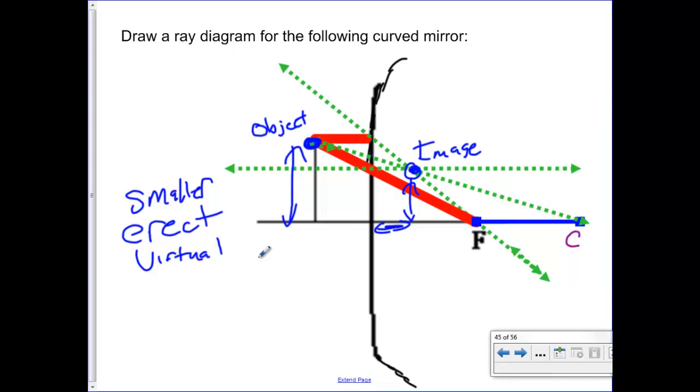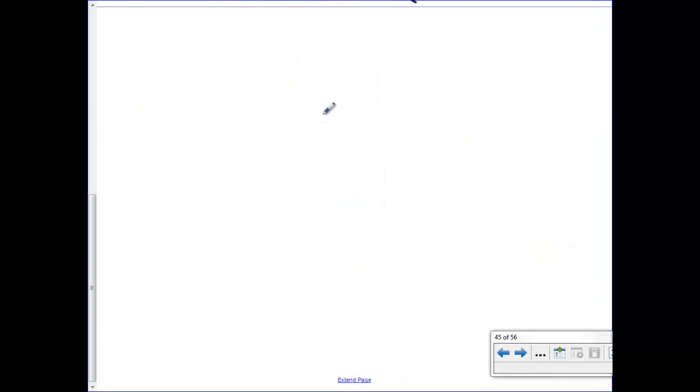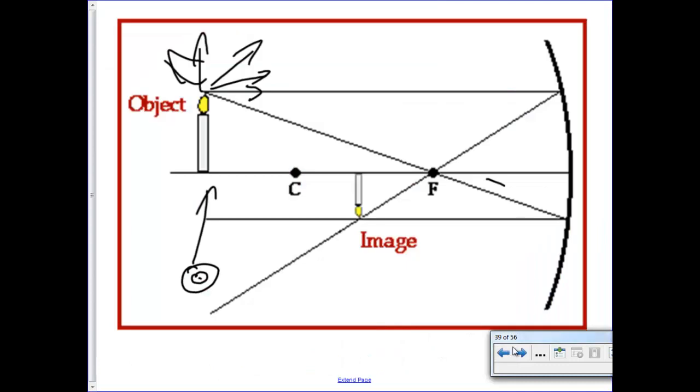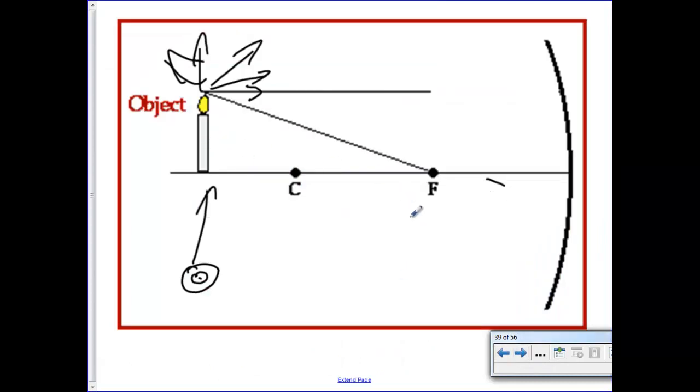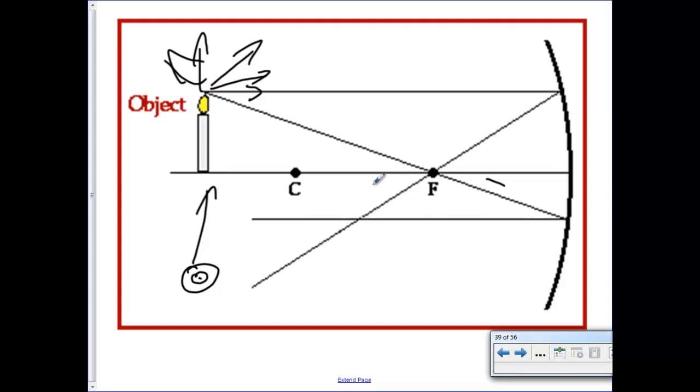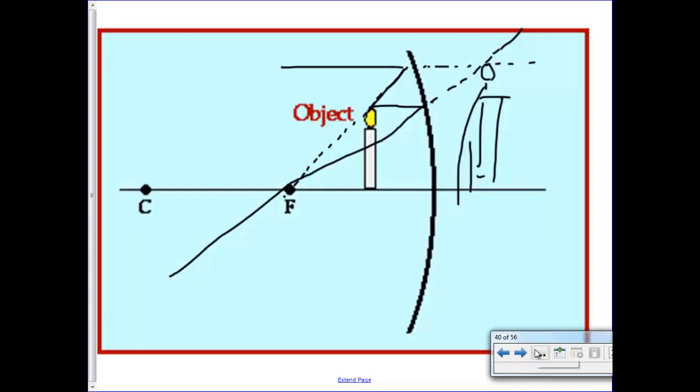You can probably make up your own diagram to practice drawing this, but there's three main possibilities. The possibilities are you have a concave mirror and the object is really far away. And I think I have that one drawn out here. I'll just go back and find it. Here it is. So a far away image in a concave mirror will appear upside down. A very close object in a concave mirror will appear very large, but as a virtual image.